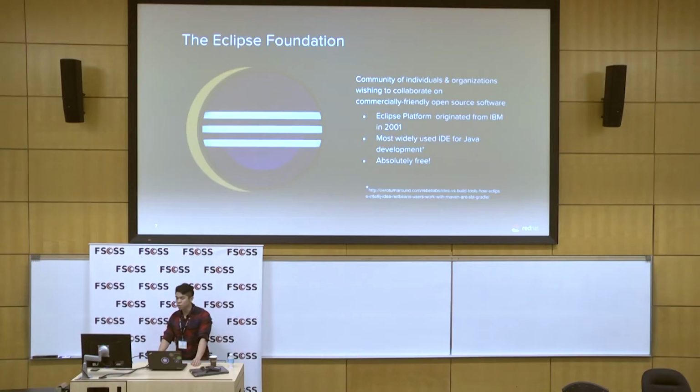So the Eclipse Foundation. Basically it's a community of individuals and organizations wishing to collaborate in commercially friendly open source software. So the Eclipse platform, which you may have known as the Eclipse IDE, originated from IBM in 2001 and was later built from that and maintained by the Eclipse Foundation. From a recent study I've looked at, it's still the most widely used IDE for Java development. And the best part about the Eclipse Foundation is it promotes open source software and promotes freedom.